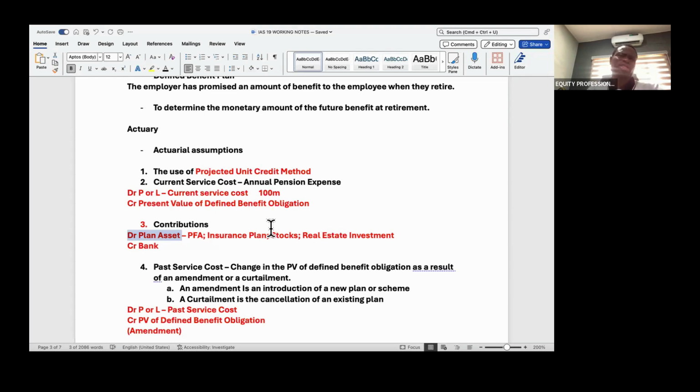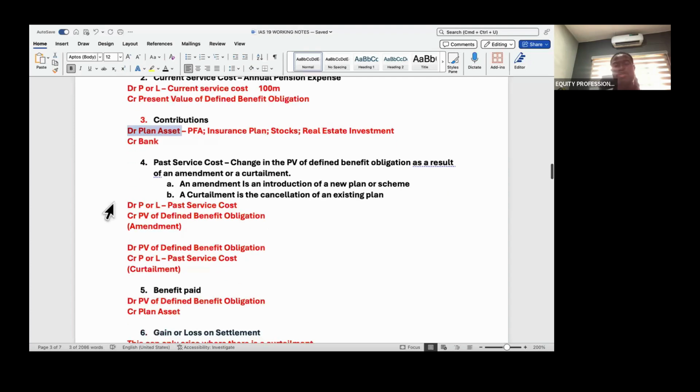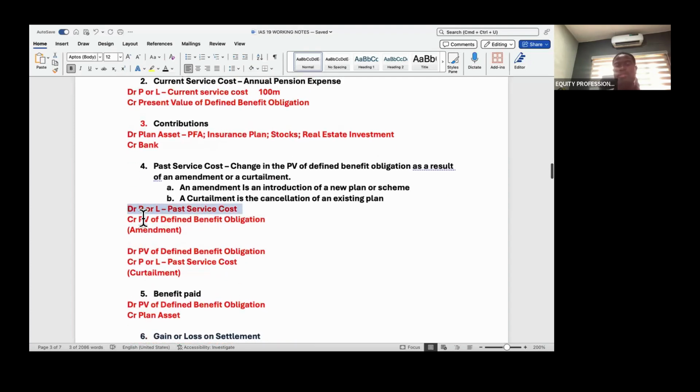So some retirement plans they had before, they will probably have to cancel it and say we are not doing it again. That's curtailment. That will also decrease, of course, the obligation. So that change in obligation is past service cost. If it's an amendment, past service cost goes to P&L, then we credit the obligation, the PV of defined benefit obligation. If it's a curtailment, past service cost will go to P&L, but it's like an income because your obligation is decreasing. You debit the PV of defined benefit obligation.